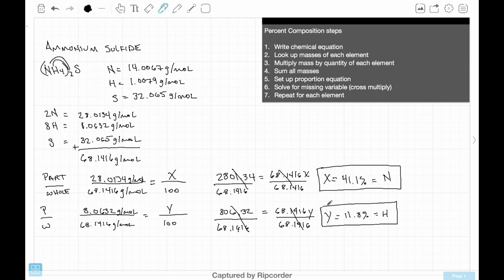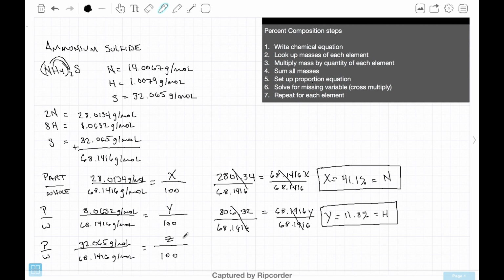So now same process for the last one, sulfur, part to whole ratio, with the whole being 68.1416 grams per mole, and sulfur being 32.065 grams per mole. Now for the whole, that's 100%, and 32.065 represents the part of the whole, and we're going to set that equal to Z.